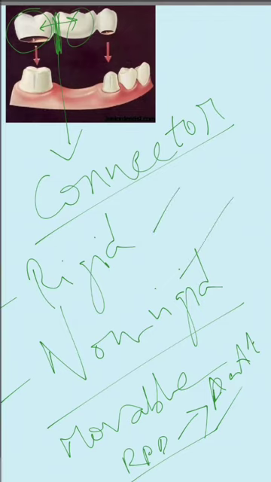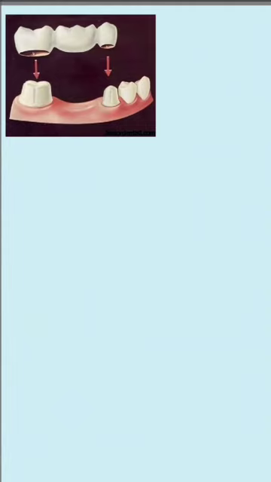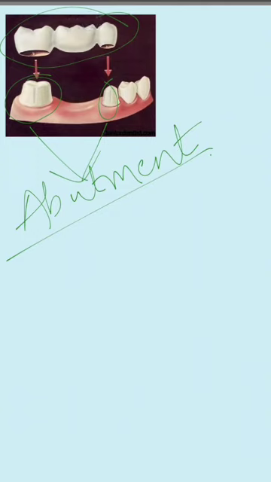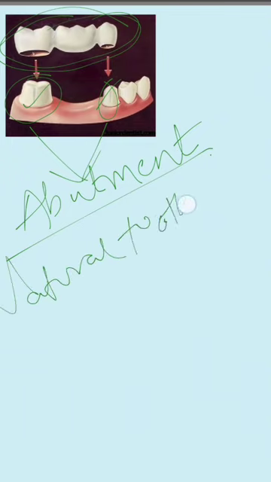Next, coming to another component, which is the very, very most important thing for the FPD, that is abutment. The abutment is a natural tooth or a root which retains or supports the bridge. Here you can see in the image, these are abutments and they are supporting the bridge. They are the natural tooth or root that supports or retains the fixed partial denture bridge.